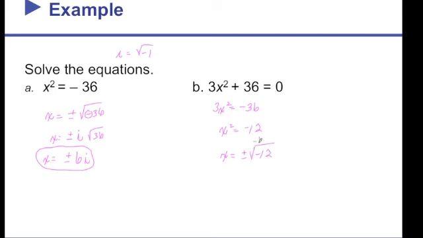Well, that's a negative 1 times 4 times 3. So x equals plus or minus the square root of negative 1 is i, the square root of 4 is 2, and 3 does not have a perfect square, so it stays underneath. So x equals plus or minus 2i times the square root of 3 becomes that solution.